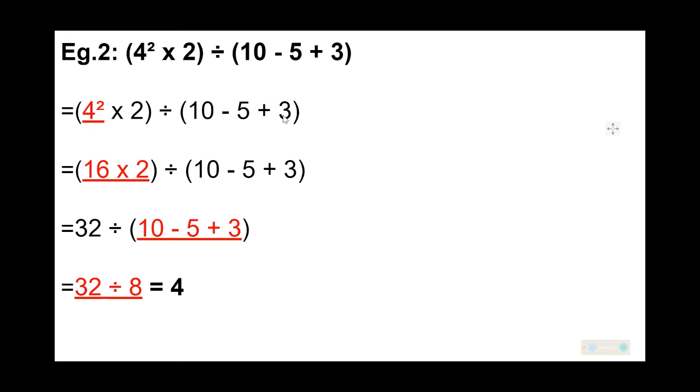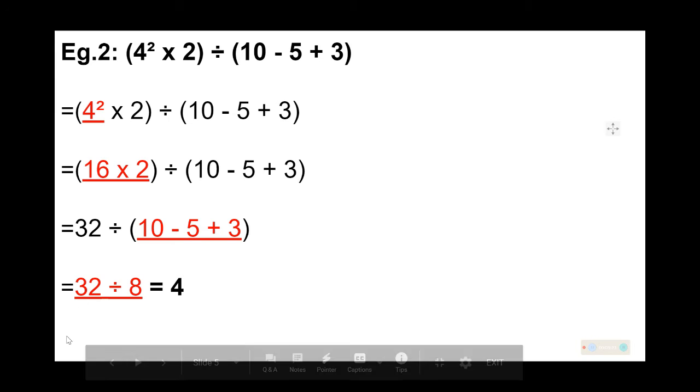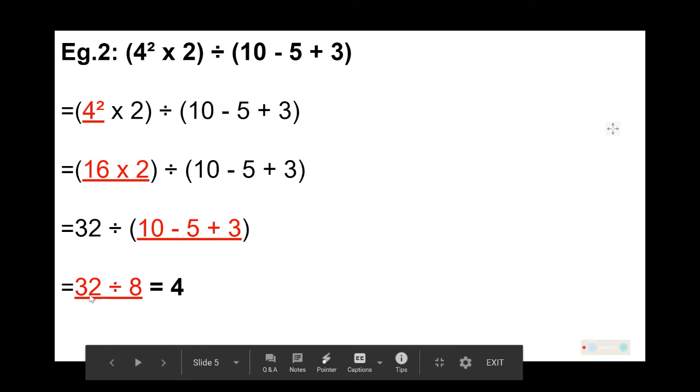And we have 10 minus 5 plus 3. 10 minus 5 is 5. 5 plus 3 is 8. So now we have 32 divided by 8, which will give us 4.